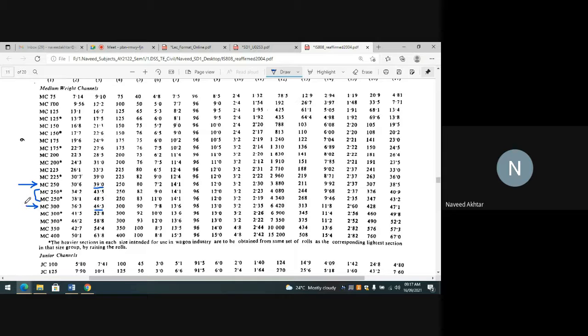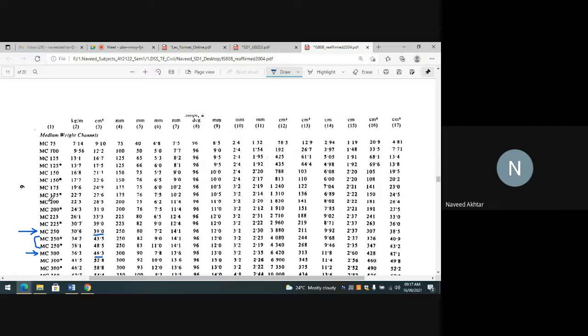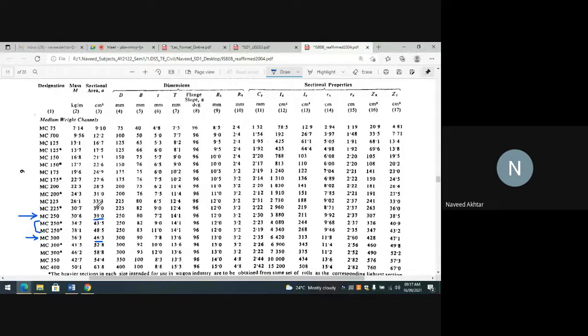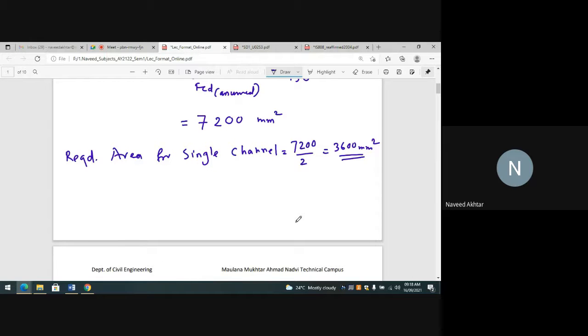For the first trial, you have to select the section. So sectional area is given 4630, and this area 3900. So anyone you can select for your design. So we will go for ISMC 300. This one, ISMC 300. The area will be 46.3 centimeters square. So I will write down. We are going for the higher side.